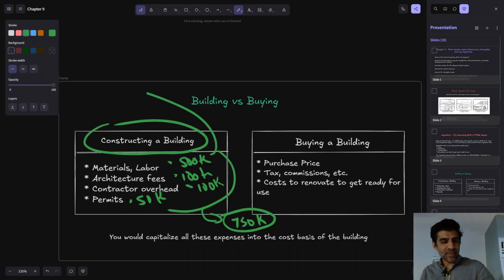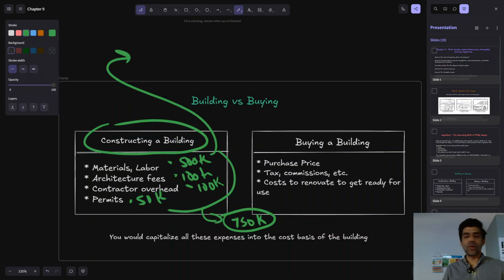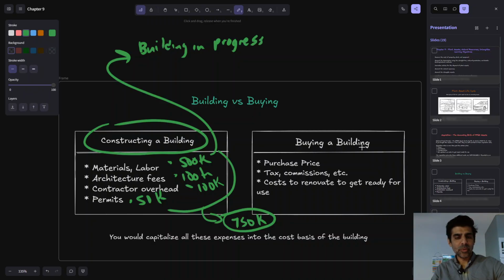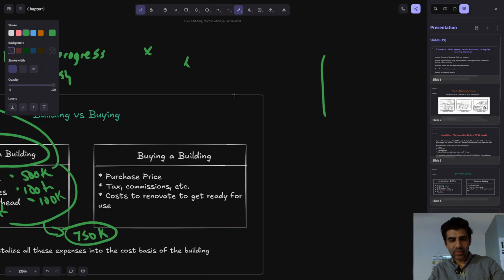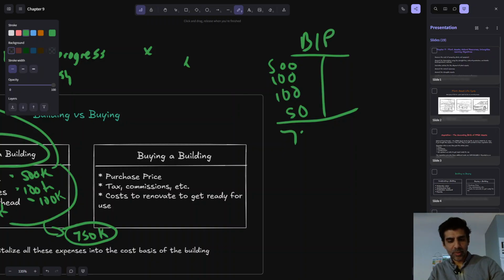And while you're paying these, there's typically going to be a placeholder account. So let's say you paid your materials, you're going to first have building in progress. There's going to be some asset called building in progress, which you'll debit, and you'll credit cash or whatever, right? And all this stuff will have the same journal entry. And at the end, your building in progress account will look like this, right? It's going to be 500, 100, 100, 50. So this is building in progress. It's going to be 750.